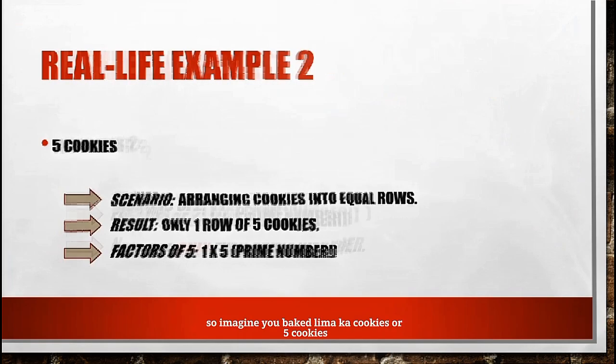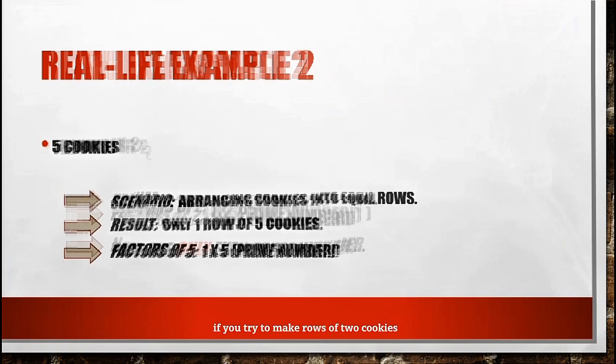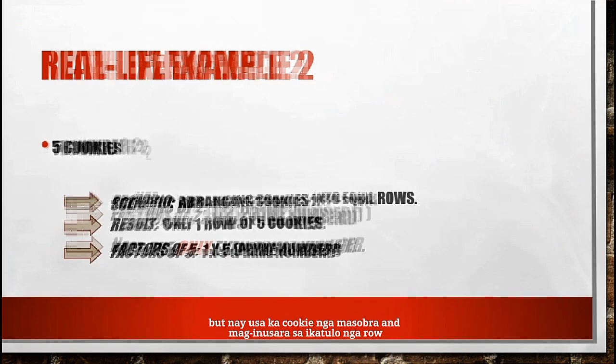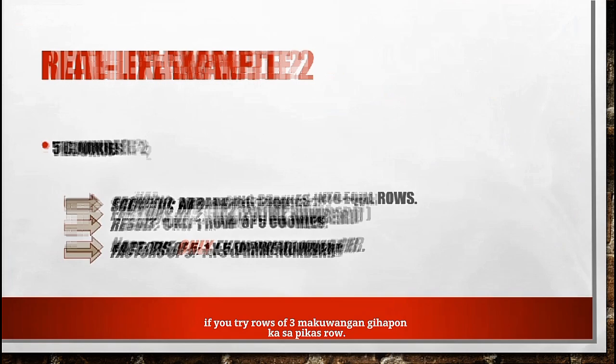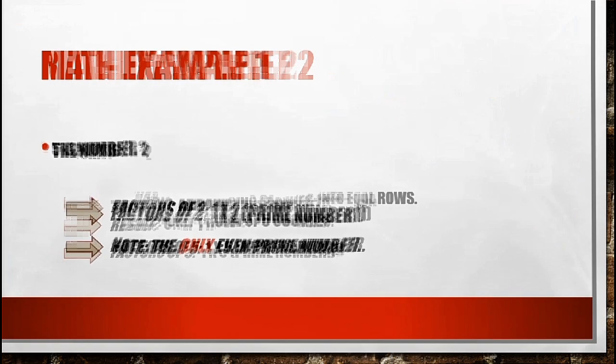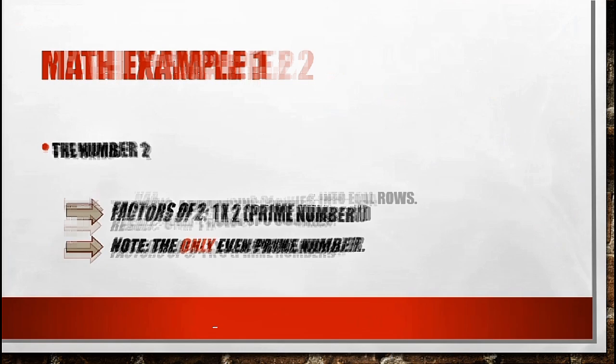So let's look at another everyday example. Imagine you baked 5 cookies and want to arrange them neatly inside a box in equal rows. If you try to make rows of 2 cookies, you will get 2 rows of 2. But naay usa ka cookie nga masubra and maginusara sa ikatulo nga row. If you try rows of 3, makuwangan gyapon ka sa pikas row. The only way aron mapahimutang nimo ang 5 ka cookies sa perfect og equal ang matag linya is ang pag-arrange nila sa usa ra ka row, or one row of 5 cookies. So since the number 5 resists being broken down into smaller equal arrangements, 5 is considered a prime number.